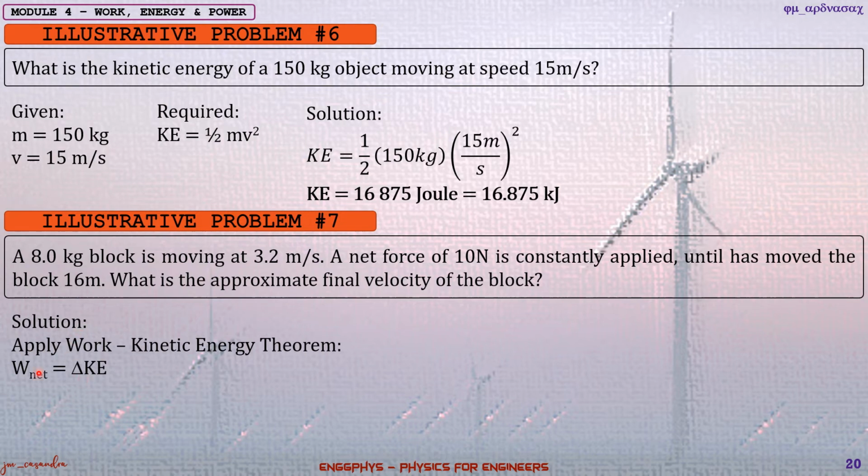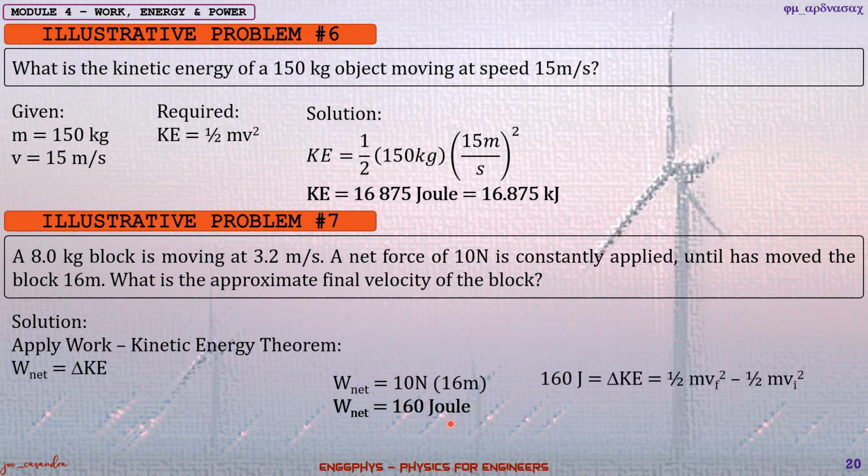As we know, work now is equal to force times distance, and that's equal to 160 joules. And this 160 joules now is equal to our change in kinetic energy, which is 1/2 mvf squared minus 1/2 mvi squared. From this problem, we know the value of m, and we know that it is initially moving at 3.2 meters per second. So just substitute the values so we can solve for the final velocity.